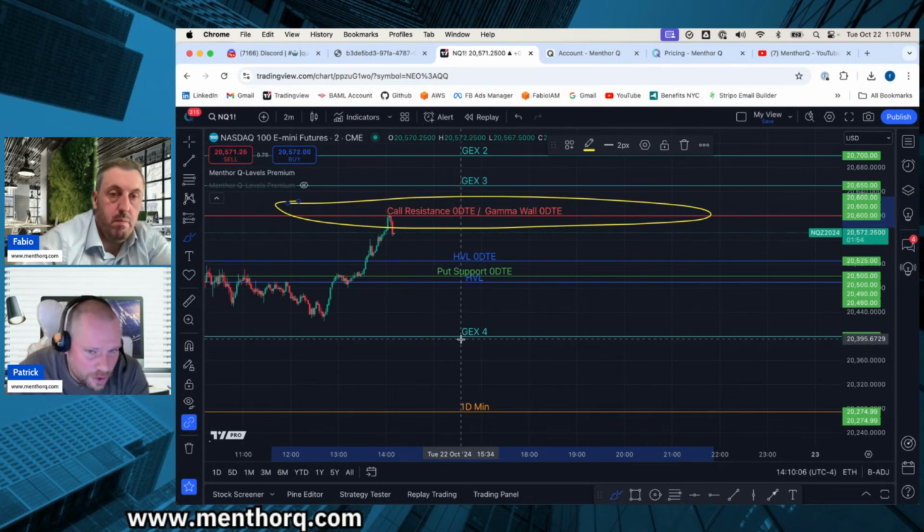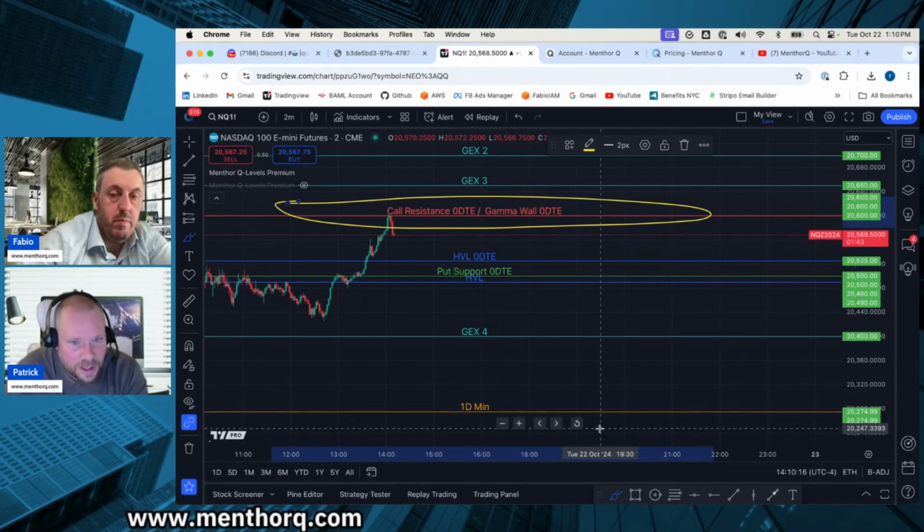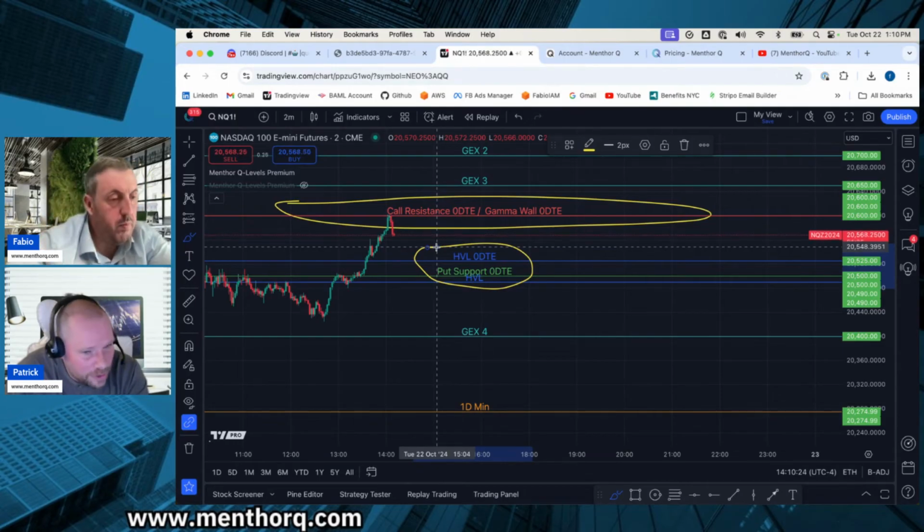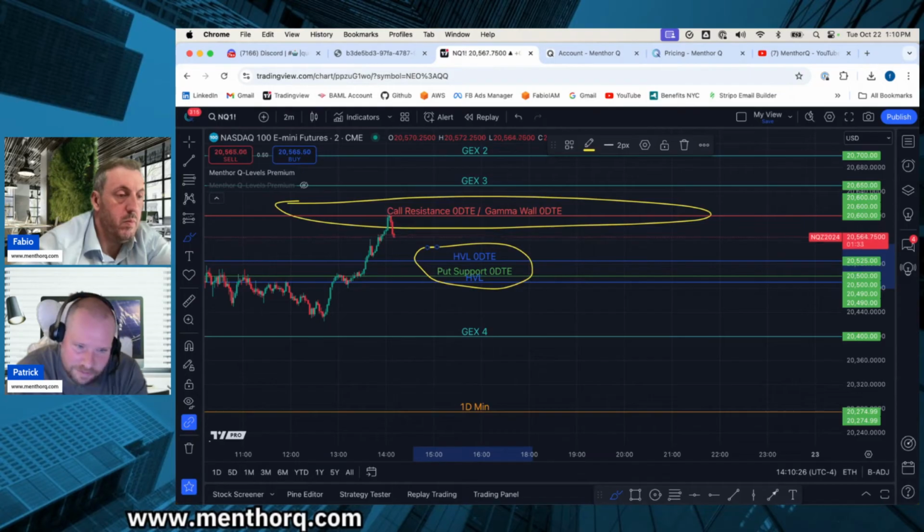If you want to be short there, also wait for follow-through. Wait maybe for a better area. This is a crazy one. It's not so easy to trade. And then we have put support 0 DTE, and we have the high wall levels all there. So we have high wall levels and put support there. This is also a really crazy area, so I will not battle on this. It could be very hard to do this.